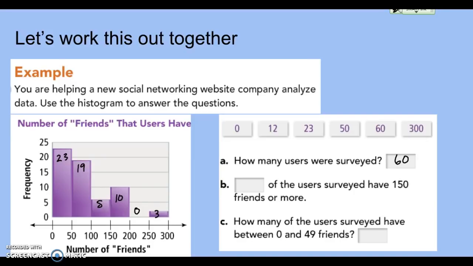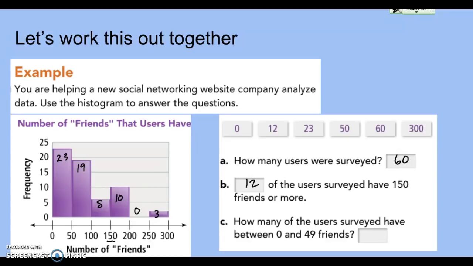Now, of the users that were surveyed, how many have 150 friends or more? So if you look over here, you're going to count how many are higher than 150. So that should be your answer choices up here are 12. I'll put down here 13. So this is going to be 12.